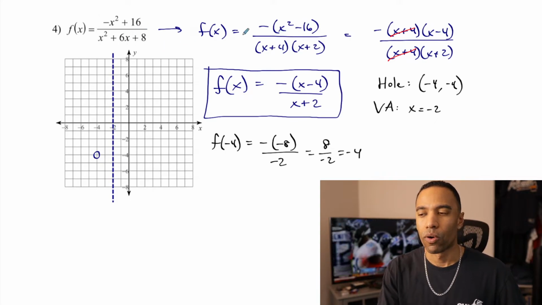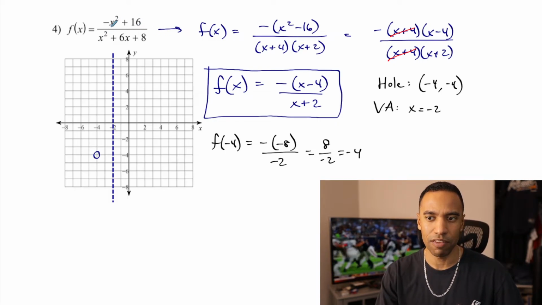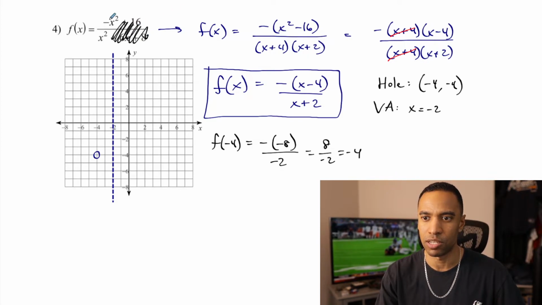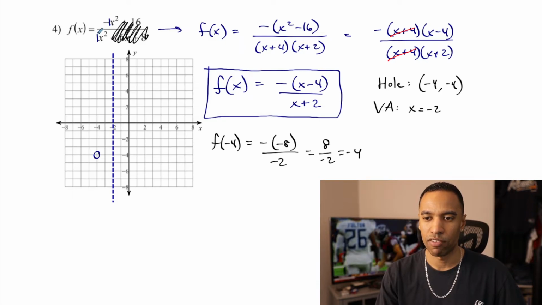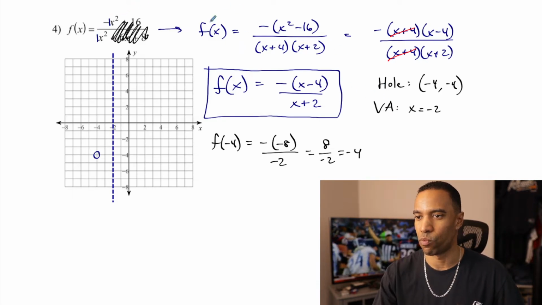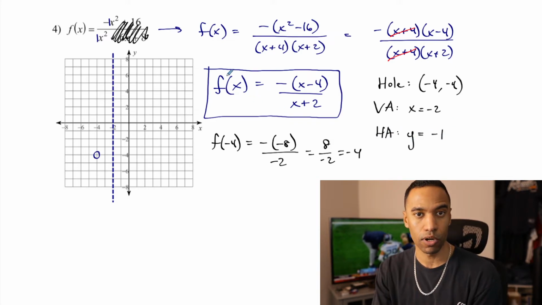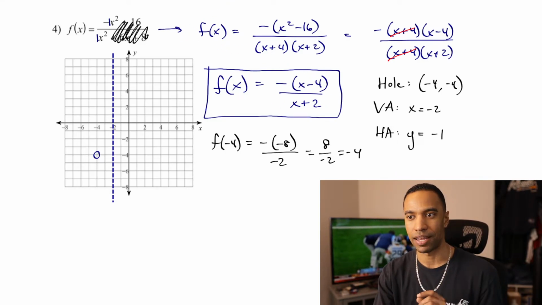All right, horizontal or oblique asymptote. Well, we have matching degrees, so ignore the rest here as we simply divide negative 1 by positive 1. Negative 1 divided by positive 1 is negative 1, so we get a horizontal asymptote at y equals negative 1.